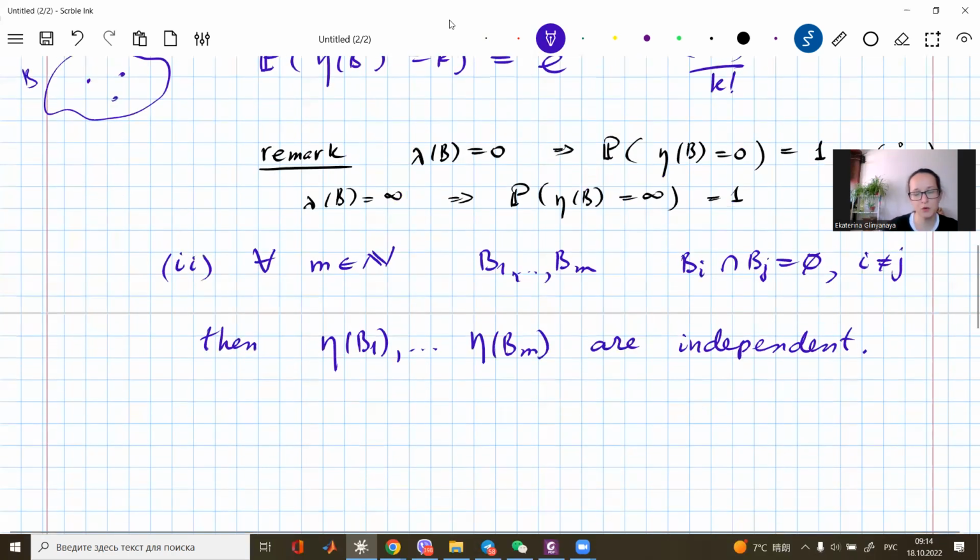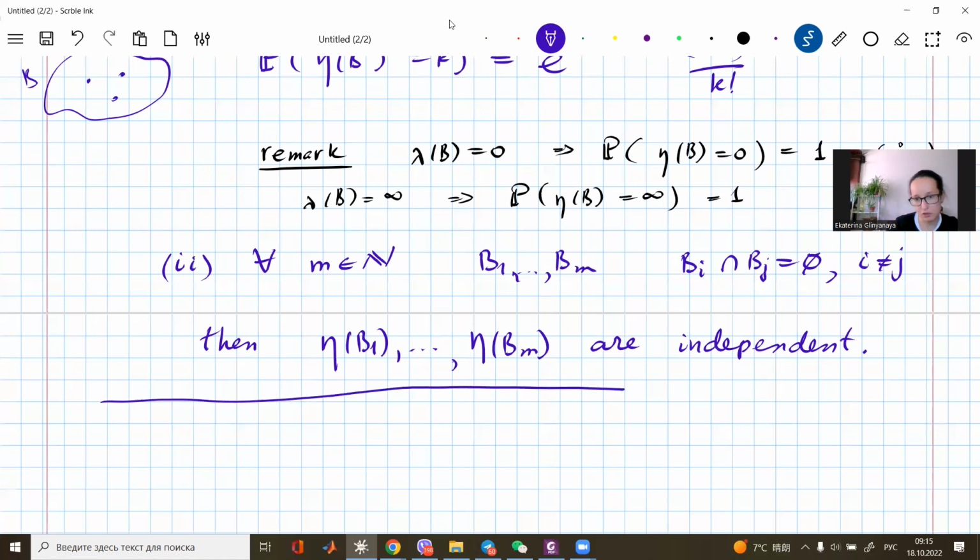So here it is important that we consider the distribution of all subsets, and that they are mutually independent, because it is not enough just to assume pairwise independence. So this is important.